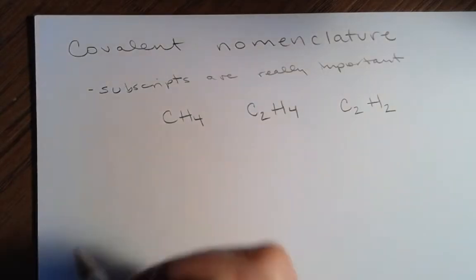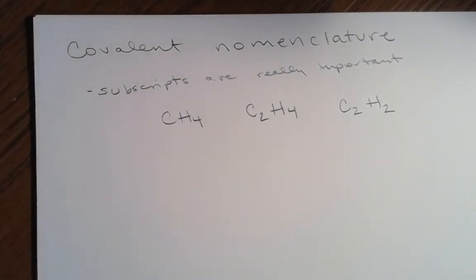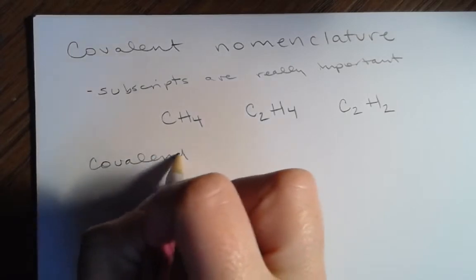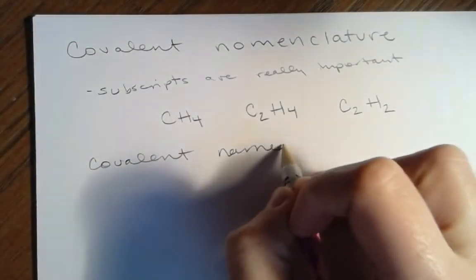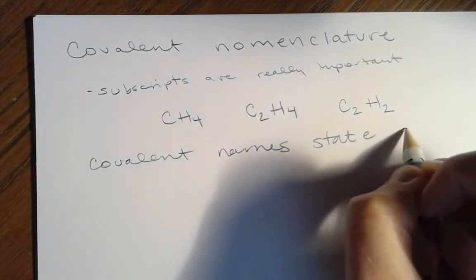Okay, so covalent nomenclature reflects the subscripts. The most likely thing that high schoolers are likely to get wrong in terms of naming things is to put prefixes on ionic things. Prefixes do not go on ionic things. Prefixes do go on covalent things. Covalent names explicitly state subscripts.